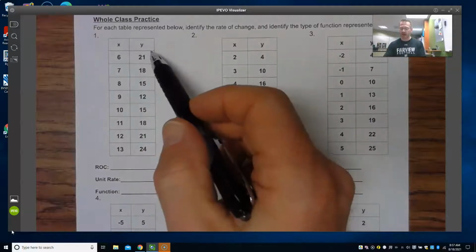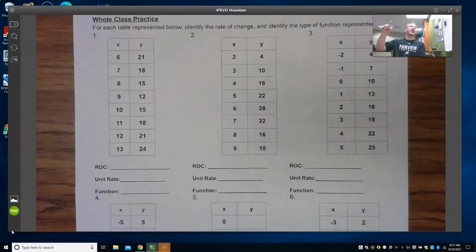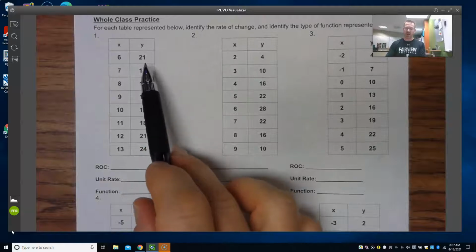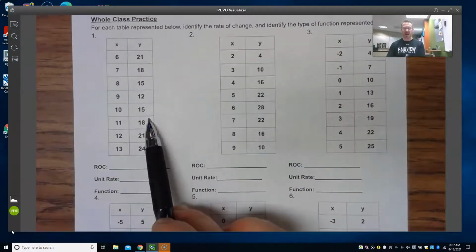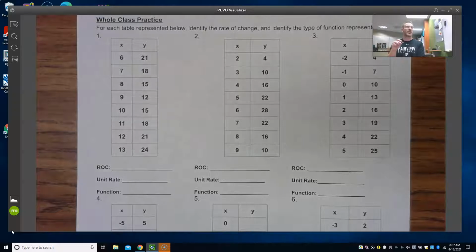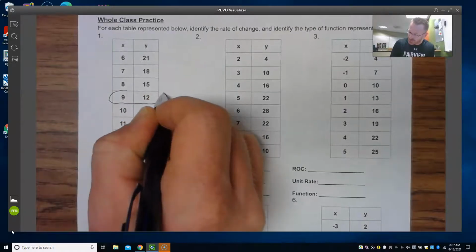So when I look at problem 1 here, what we know with a turning point is that it's got to go down and then back up, or it's got to go up and back down, so we get some kind of change. Notice I'm going 21, 18, 15, 12, and then right here I go 15, 18, so I can see that it changed direction. I start seeing repeating values. I see that symmetry. So my turning point here, and I want everybody to circle that, is 9, 12.